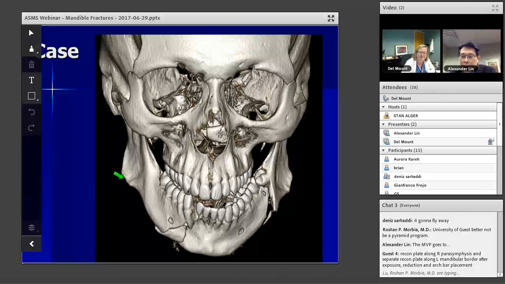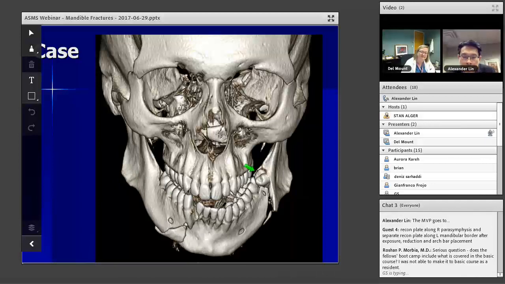Well, I agree with guest. I mean, there's a lot of ways to do this. I think recon plate along the right parasymphysis, separate along the left mandibular border. Right, I think that's very reasonable. I mean, this is a mess. I would also probably remove this tooth down here. I think it's probably going to go. I'd probably remove this tooth as well.